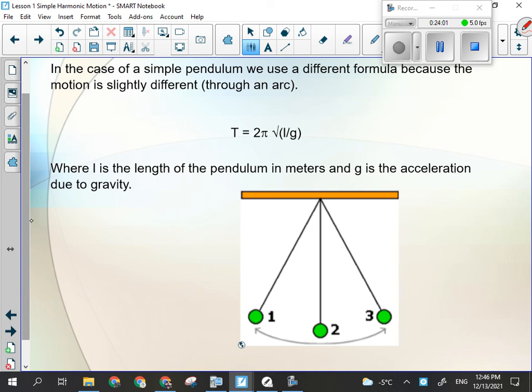It'd be weird, but if I had that same pendulum I was swinging a minute ago, on Earth it's going back and forth like this. On Mars, it'd be slower, and then on the moon, it'd be really slow, because gravity there is 1/6 of what it is here. All right.